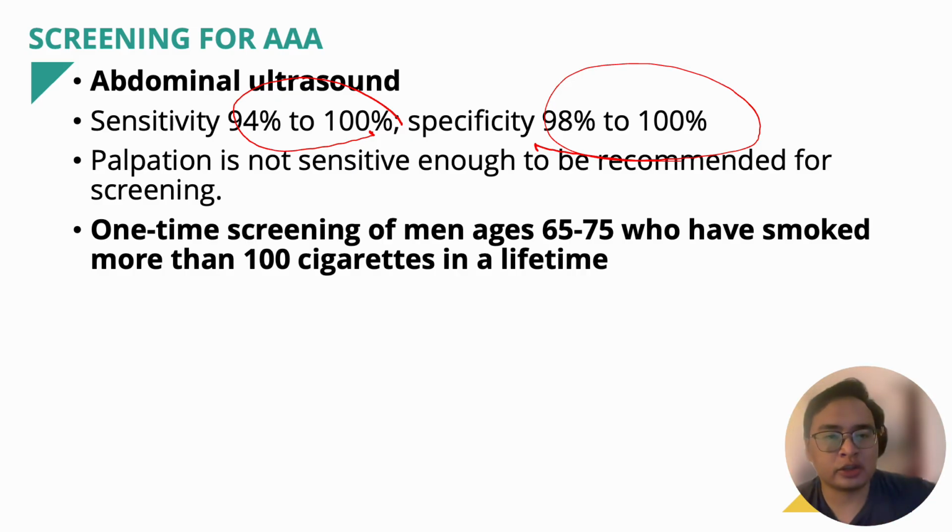When do you do screening for AAA? You do it one time for men aged 65 to 75 who have smoked more than 100 cigarettes in their lifetime. Okay? So you do it for this group because they have the risk factors: men, older age, smoking.